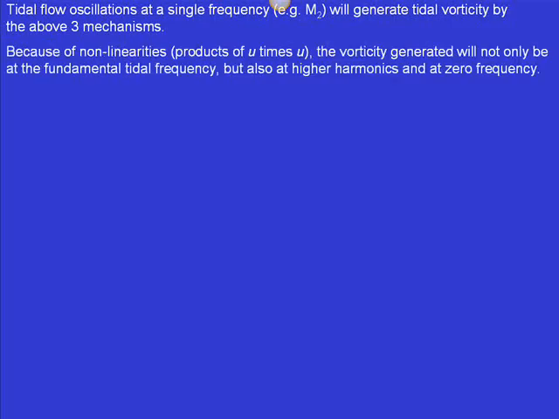So I said that the tidal flow oscillations at a single frequency will generate tidal vorticity by those three mechanisms. And because of nonlinear effects, that is the product of U times U, the vorticity generated will not only be at the fundamental tidal frequency, but also at higher harmonics. Okay, let me show that now. This is something that I should have shown you before. So we have U times U.